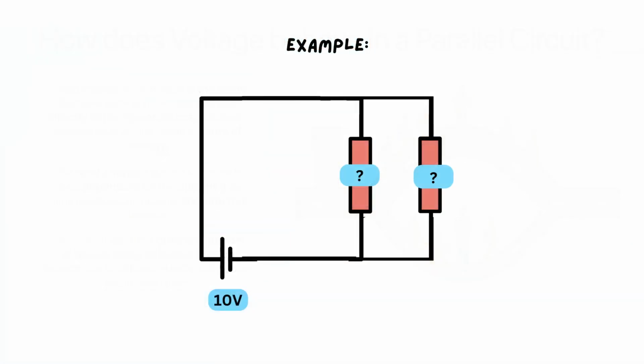Imagine you have a parallel circuit with 2 components where the battery supplies 10 volts. Since the voltage is the same across branches in a parallel circuit, the voltage across the first component is 10 volts, and so is the voltage across the second component.